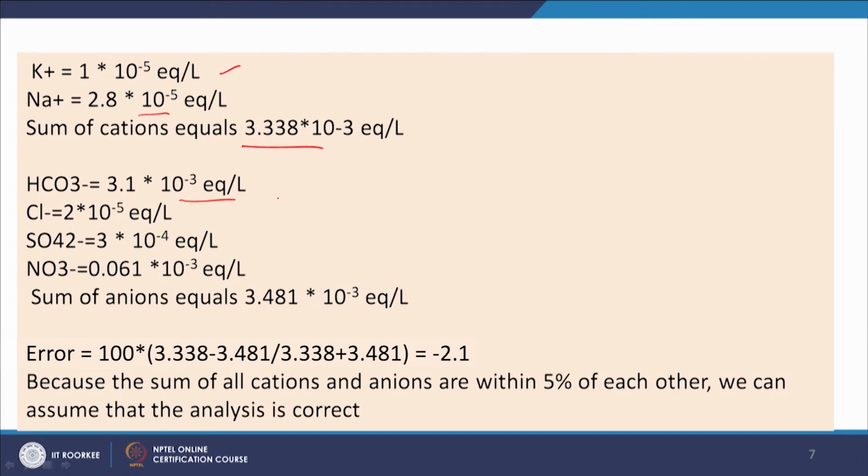Similarly, chloride we can get as 2 into 10 to the minus 5 equivalent per liter, and SO4 2 minus is equal to this one, and NO3 minus is equal to this one. So, summing up these anions we get 3.481 into 10 to the minus 3 equivalent per liter. So, what is the error? This minus this, divided by this plus this.